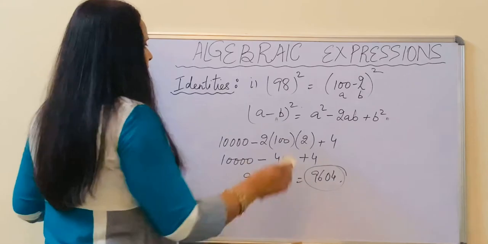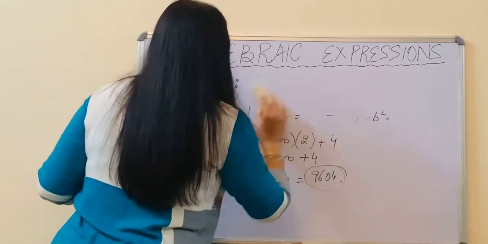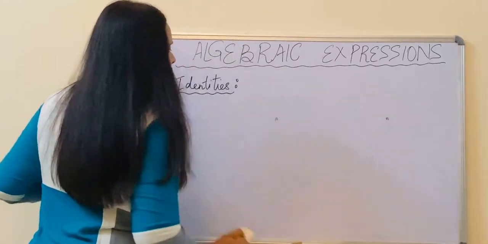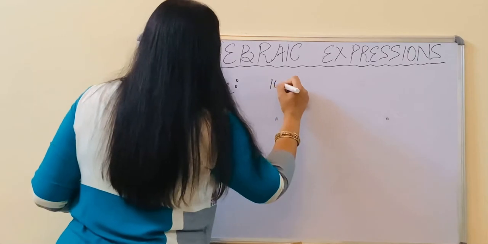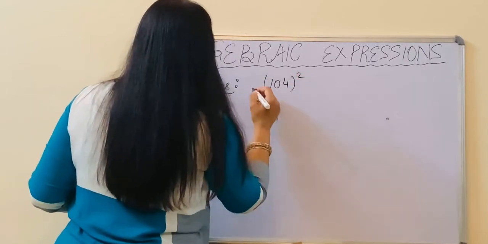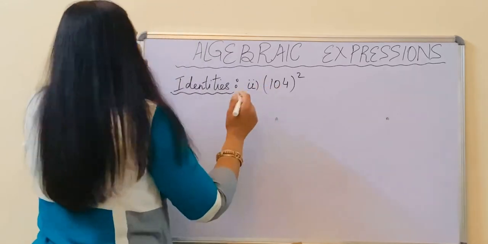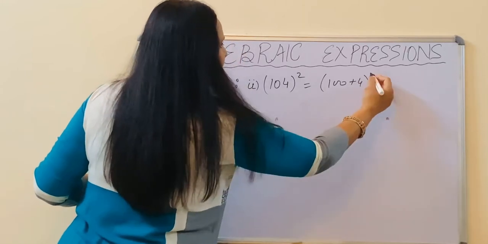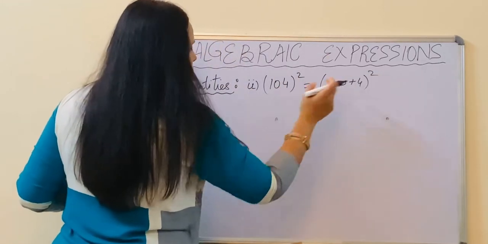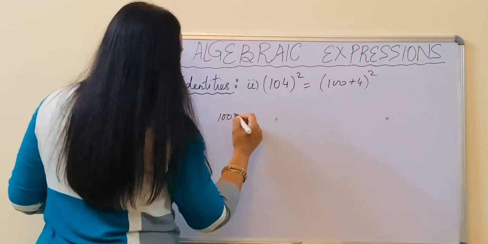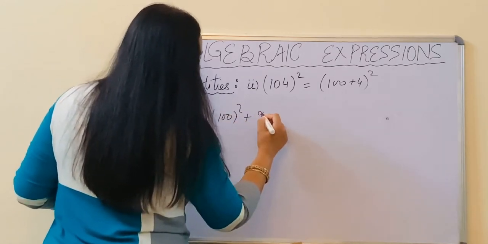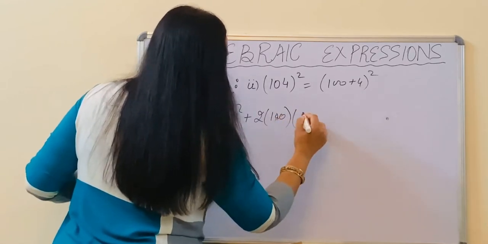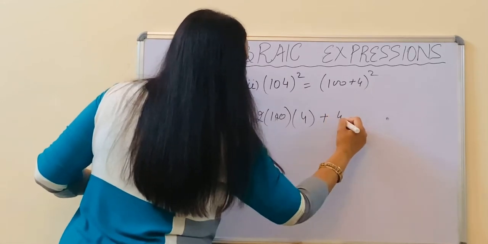Now the next one, I am doing for you. You have to calculate the square of 104. How will you calculate the square of 104? We know that 104 is 100 plus 4. Using the identity a plus b whole square, we will get 100 square plus 2 into 100 into 4 plus 4 whole square.